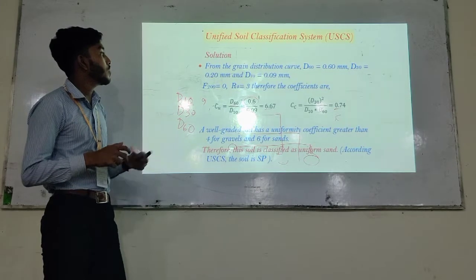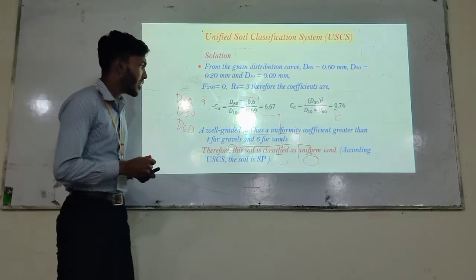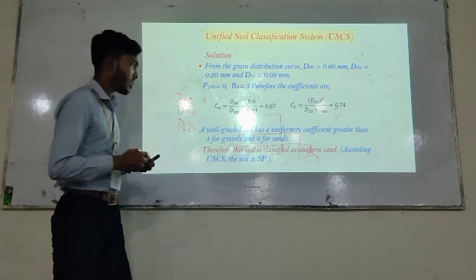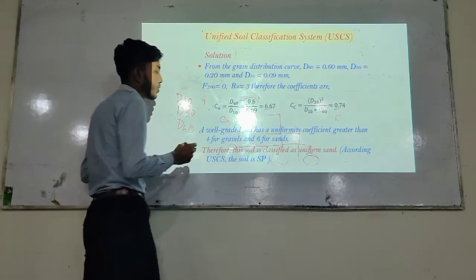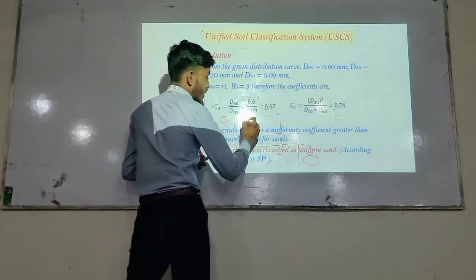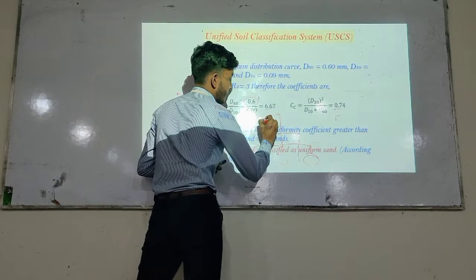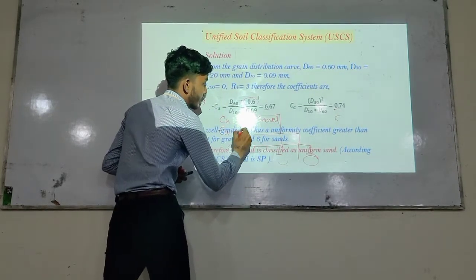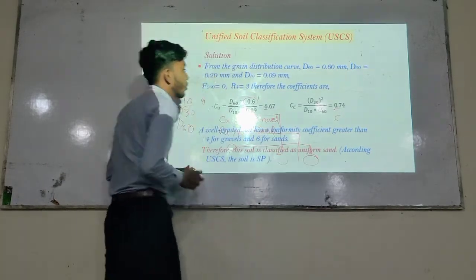Now we need to talk about decisions. Is it clay or sand? Is it gravel or sand? Find CU. We know that if CU is greater than 4, it would be gravel. If CU is greater than 6, it will be sand.